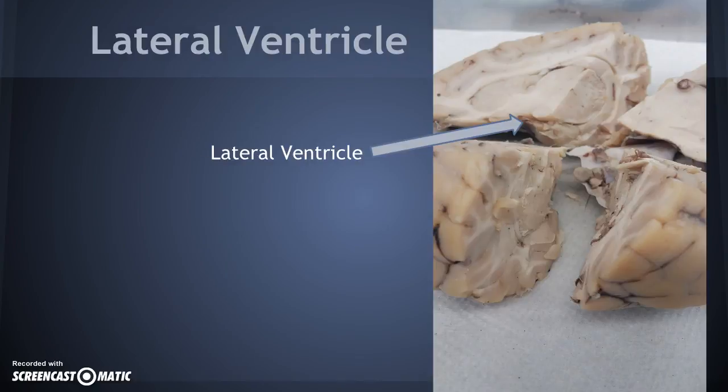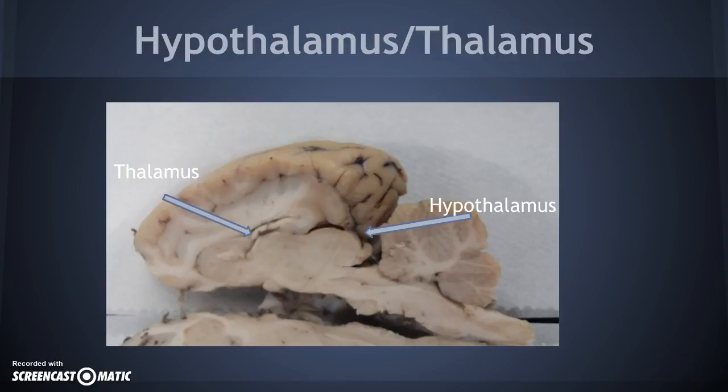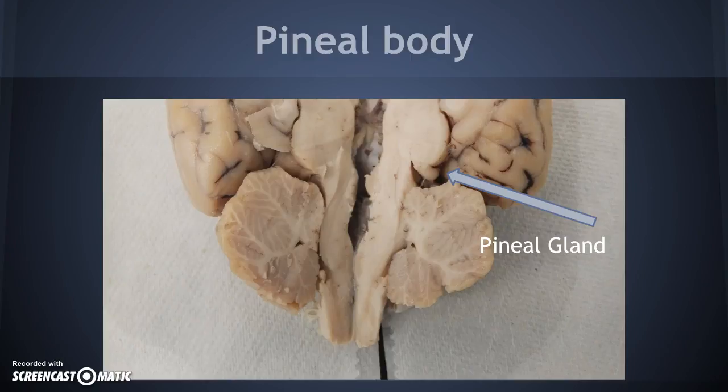The lateral ventricle is located anterior to the hypothalamus. If you need help locating the ventricle, please reference the picture on the slide. The hypothalamus is located below the thalamus, and is also part of the limbic system. The pineal body is located along the back of the brain, also known as posterior, and above the brainstem.